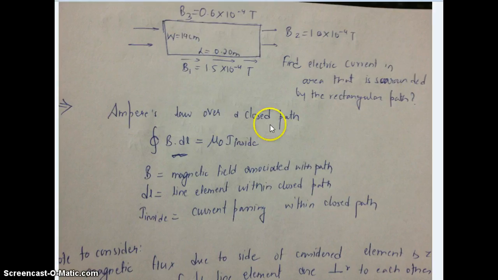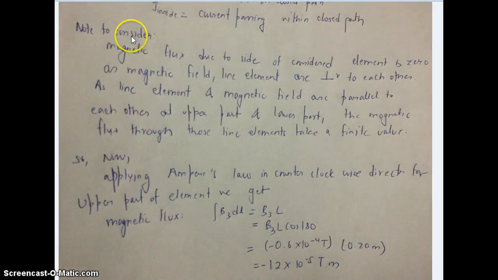So Ampere's law for a closed path can be given by the integral of B dot dl, which comes out to be mu naught I inside, where B is the magnetic field associated with the path, dl is the line element along the closed path, and I inside is the current passing within the closed path. Just a note to consider is that the contribution due to the side line elements is 0 because the line elements are perpendicular to the field, and as the line element and the magnetic field are parallel to each other at the upper part and the lower part, the integral along those lines takes a finite value.